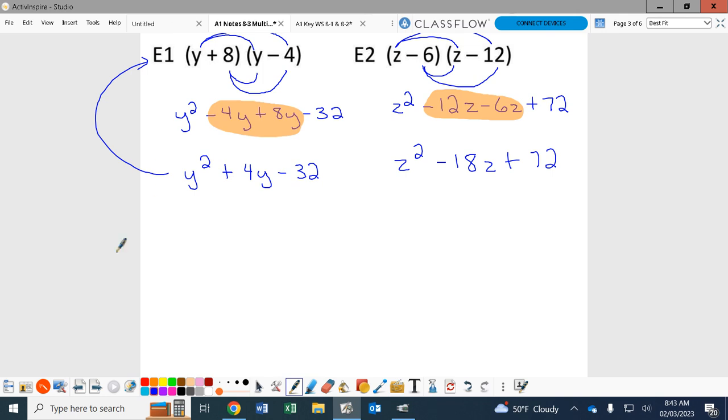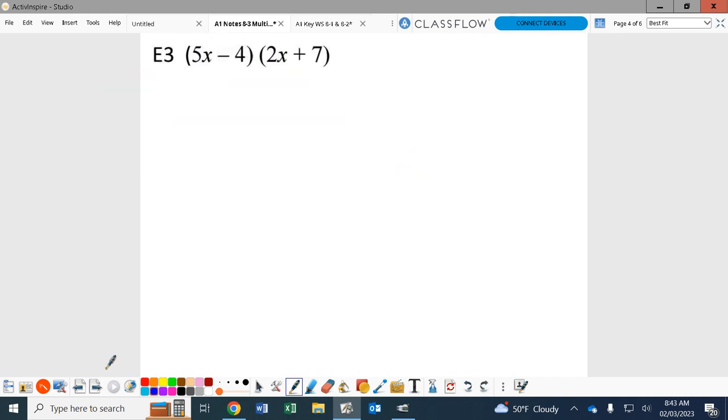Okay. Here we go. So for the next one, guys, what's different about this one? Yeah, there's numbers in front of those variables. It's going to have a coefficient. I heard the word. Guys, absolutely. 5x times 2x is going to be 10. You multiply the 5 times 2 just like always. And then x times x is x squared.